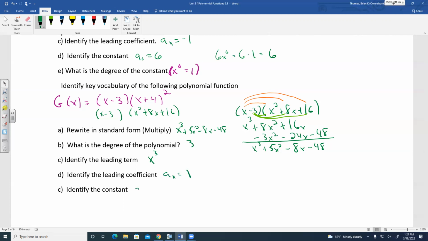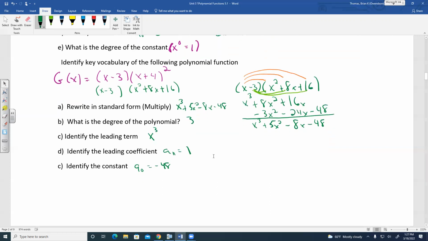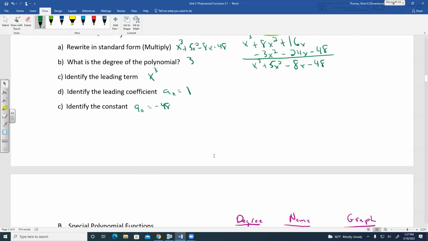If I want to identify the constant, that's that a sub 0. That's the last guy. That's going to be this -48. He's going to be the constant. So that's going to be some key things to pick up on: leading term, leading coefficient, and constant. And we've used those words before.